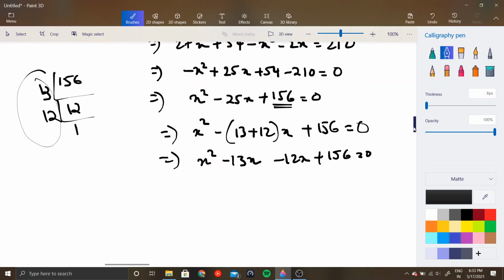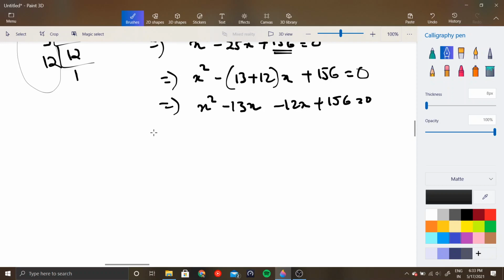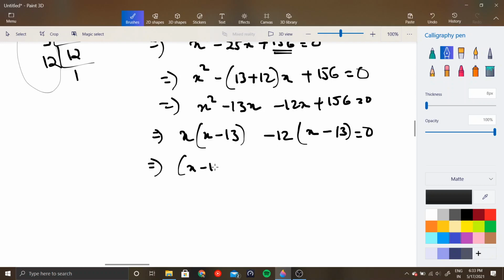So guys, in order to solve a sum using the factorization method, you should have a firm knowledge of your tables. Up to 13 or 15 should be fine. If you know your tables, then you will easily solve any sum using factorization. Or if you don't want to remember like that, there's an easy way, use Sridharacharya's formula, right? So now x is either 13 or 12, right?